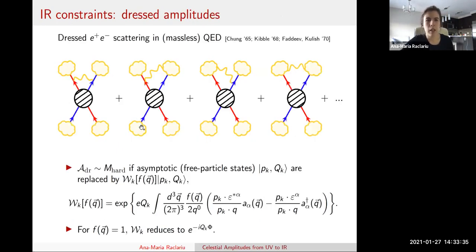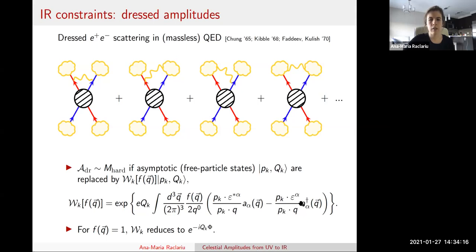I wanted to say that the dressed, I was hinting towards this before. In QED, Chung, Kibble, Fadeev, and Kulish proposed that one can construct infrared finite scattering amplitudes, not cross sections. Cross sections are one way to look at the problem, but one can also look at the more fundamental building blocks, namely scattering amplitudes, by computing them in a basis of coherent states. Namely, one takes the usual momentum space asymptotic states and dresses them by coherent clouds of soft photons, or gravitons in gravity.